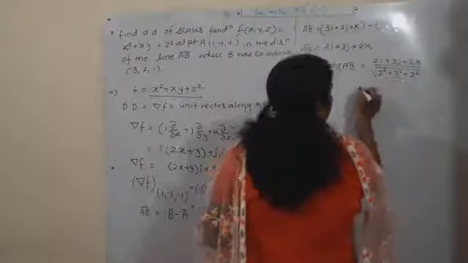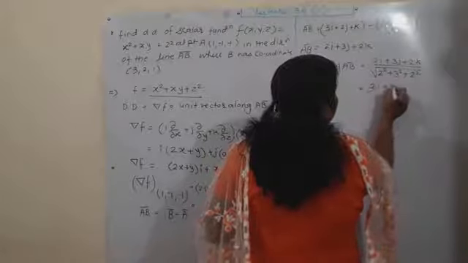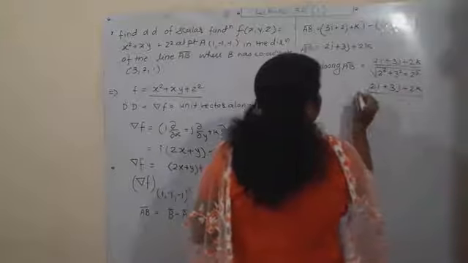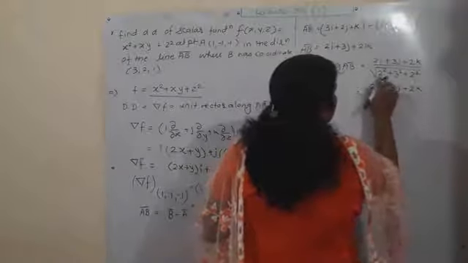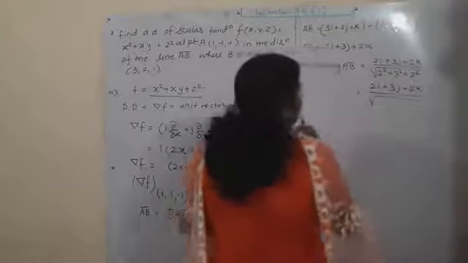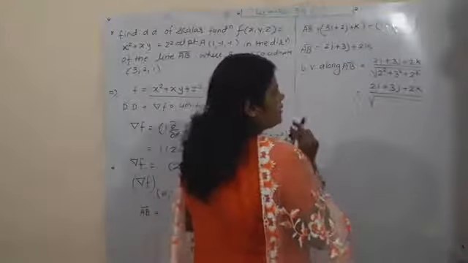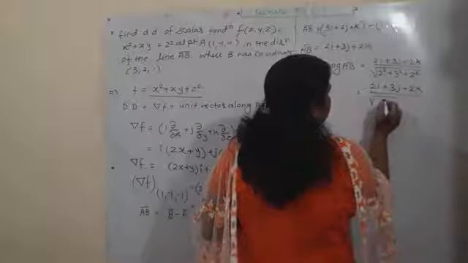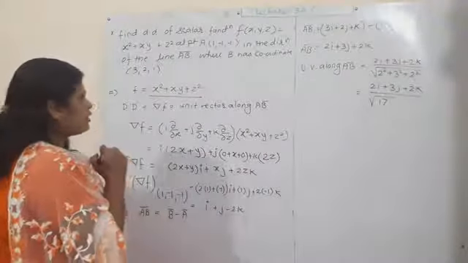Okay, so it becomes 2i plus 3j plus 2k. यहाँ पे क्या होगा डिनोमिनेटर में, अंडर रूट की वैल्यू 4 plus 9 plus 4, that is 4 plus 4, 8, 8 plus 9 is nothing but 17, so that is root 17. That is our unit vector along AB bar.